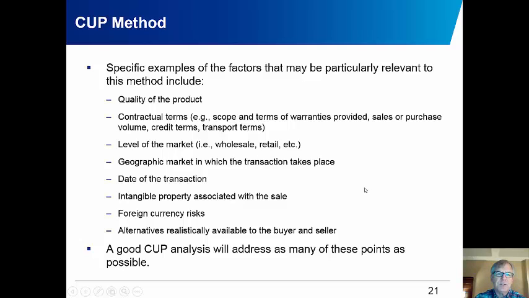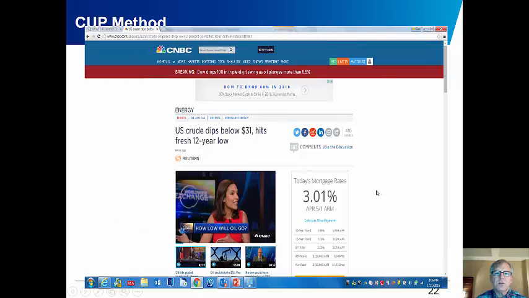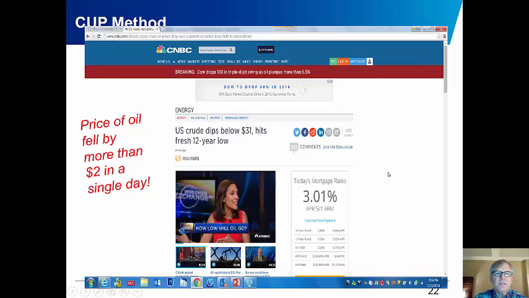The date of the transaction can also be very important. So I brought this up. This is an article that was out just in the last few days about U.S. crude oil prices. Essentially the price of oil, U.S. crude, fell by more than $2 in a single day. And if that's the kind of market situation that you're in, then a comparable uncontrolled price from yesterday is not sufficiently comparable for today.